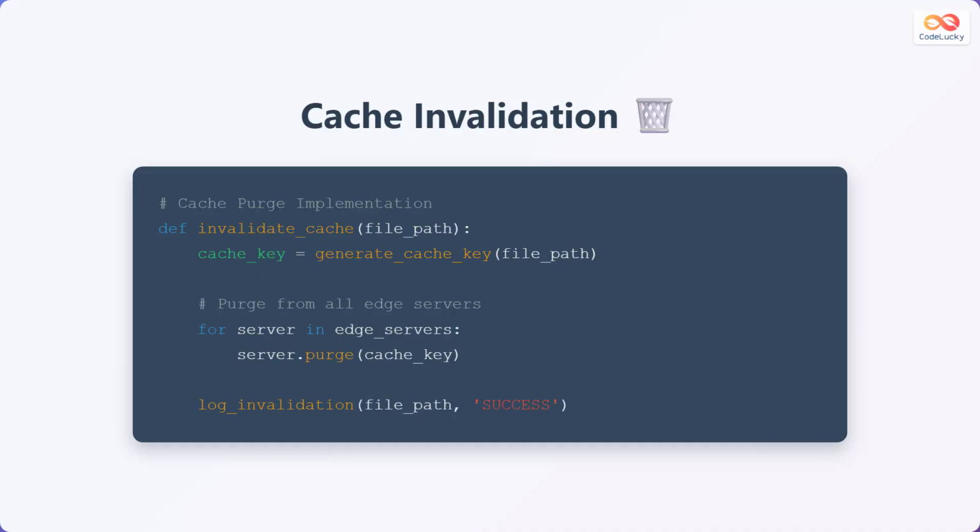Let's discuss cache invalidation. We have a function called invalidateCache, which takes a file path as an argument. First, it generates a cache key for the given file path. Then, it purges or removes the cache key from all edge servers to ensure that the updated content is served. Finally, it logs the invalidation event with the status of success.